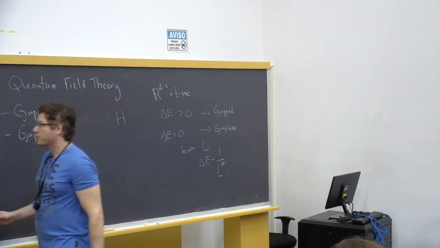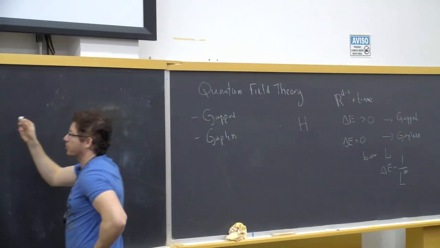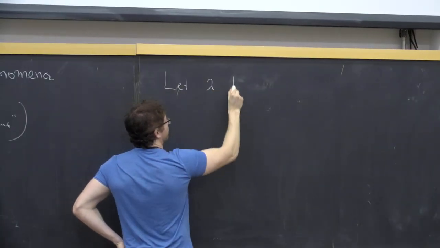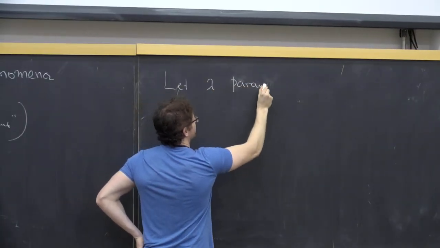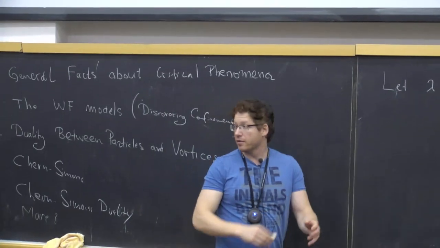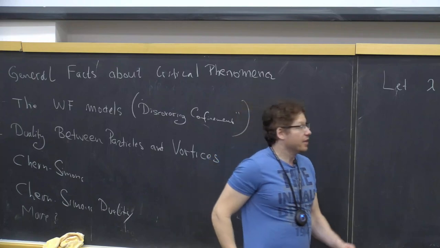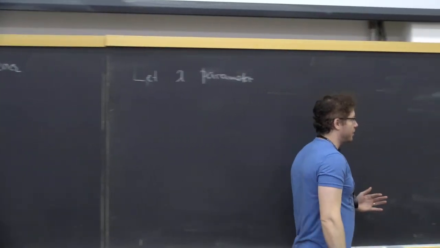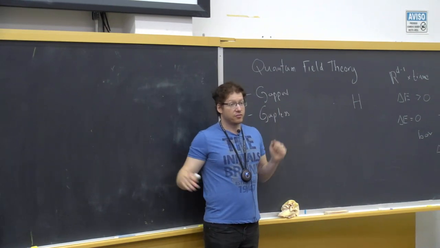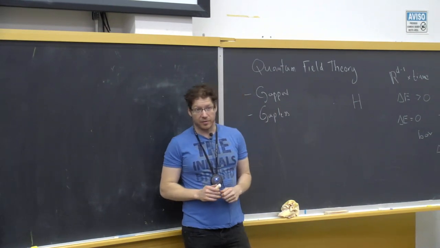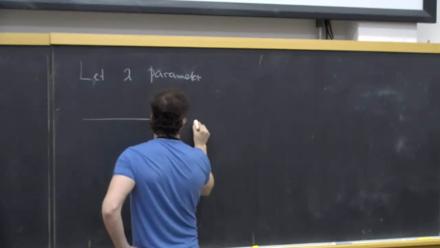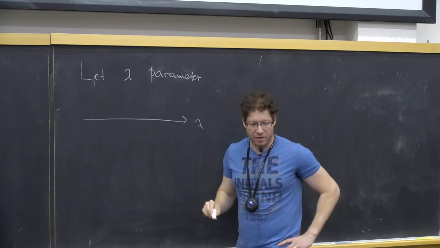So a theory could have a parameter, let's say lambda, which is some parameter in the Hamiltonian. As a function of this parameter, there could be various scenarios. It could be that for some values of this parameter, the theory is gapped. For some other values, it's gapless. And there could be various transitions that happen as we change this parameter. So we can discuss one typical situation where this parameter is a real number.